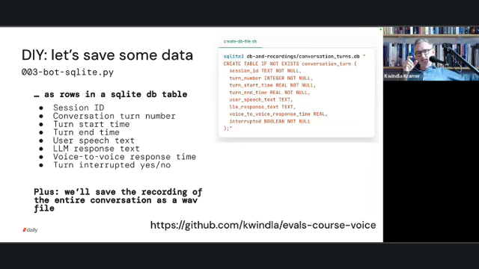So like a unique session ID, the turn number in the conversation, the turn start time, the turn end time, the user text, the LLM text, the voice-to-voice response time because latency matters so much, and whether the user interrupted the bot before it was done talking. So it's a pretty good basic set. Plus, we'll save the entire WAV file so that for any chunk of the conversation, we can play back the audio as we heard it. And up in the top right is the SQLite database creation command I ran from Bash to set this up.